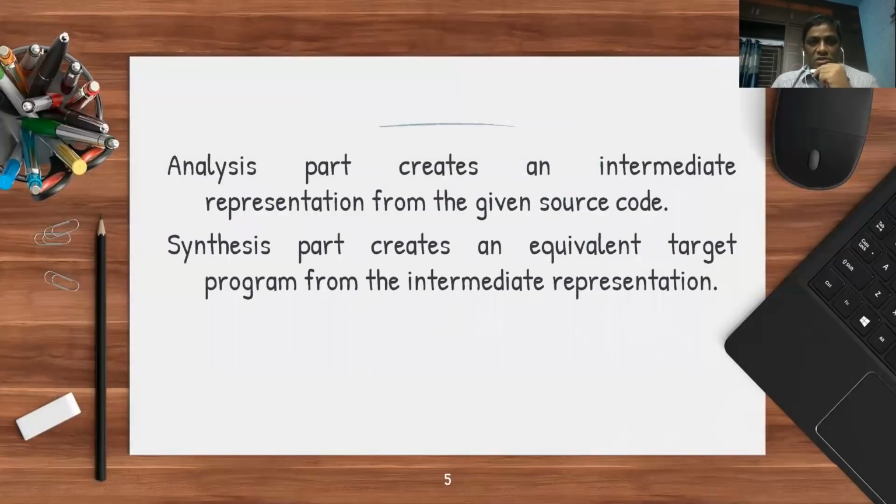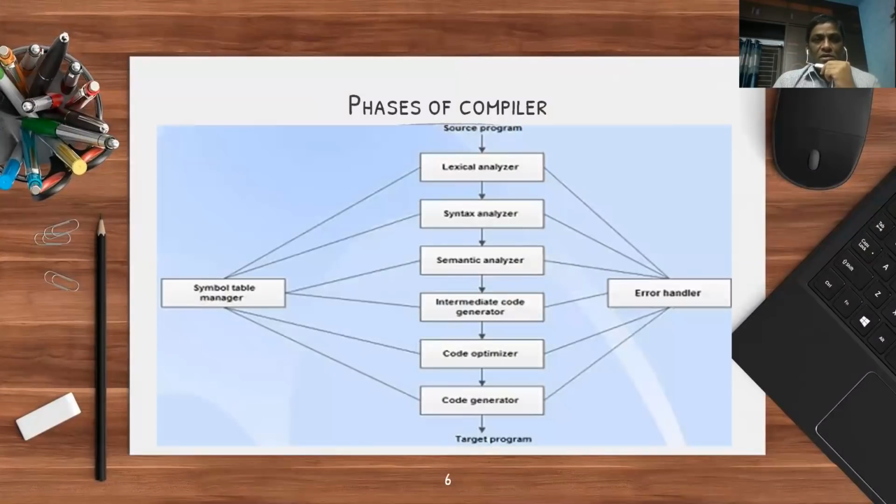now this is what the analysis part creates: intermediate representation from the given source code, and the synthesis part creates an equivalent target program from the intermediate representation, right? Now, if you look into this diagram, there are a number of phases in the compiler. This is what happens when you ask a compiler to compile a given source program. So when you give a source program, it goes through a number of different phases. It is showing 6 different phases over here.